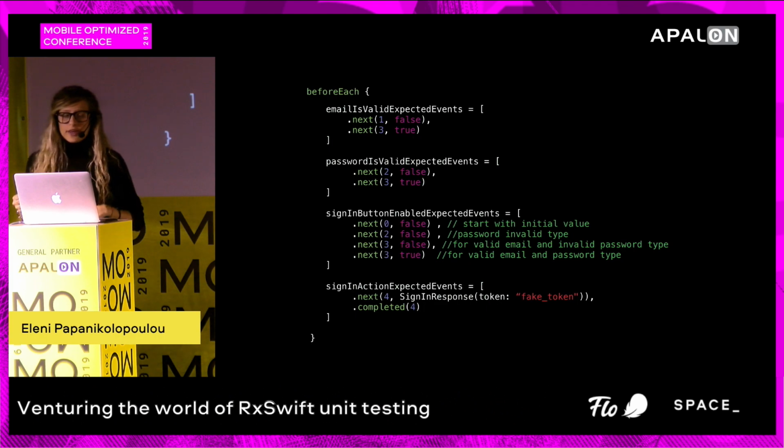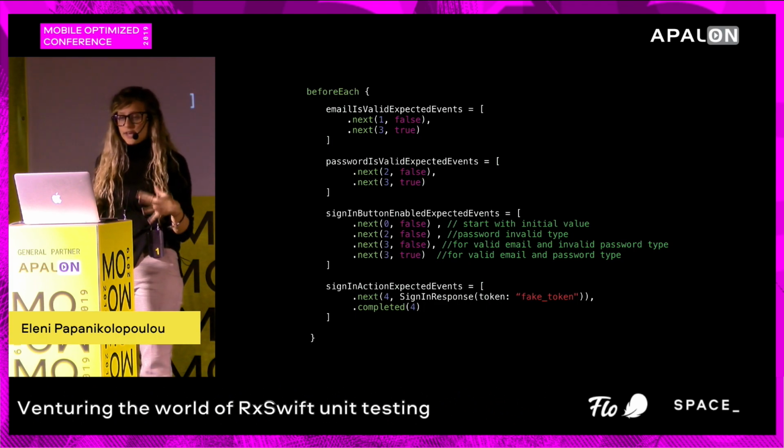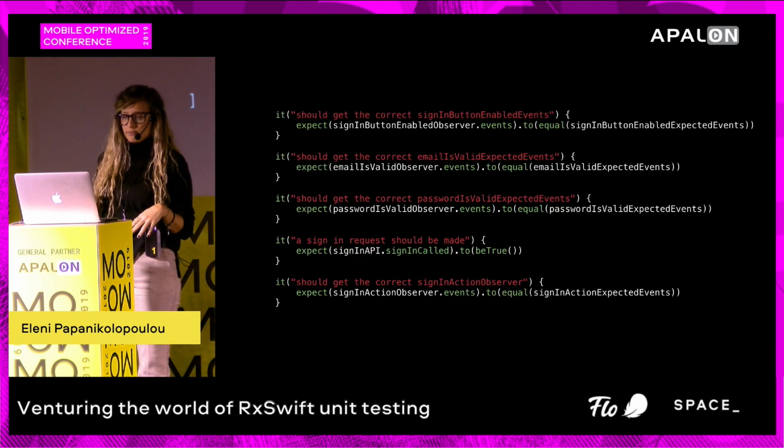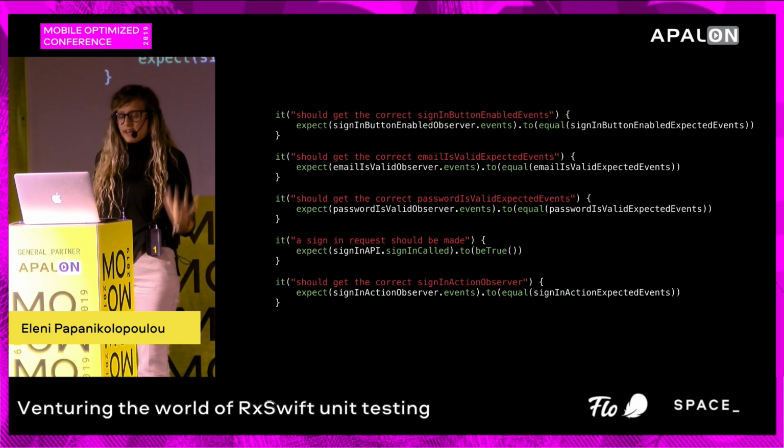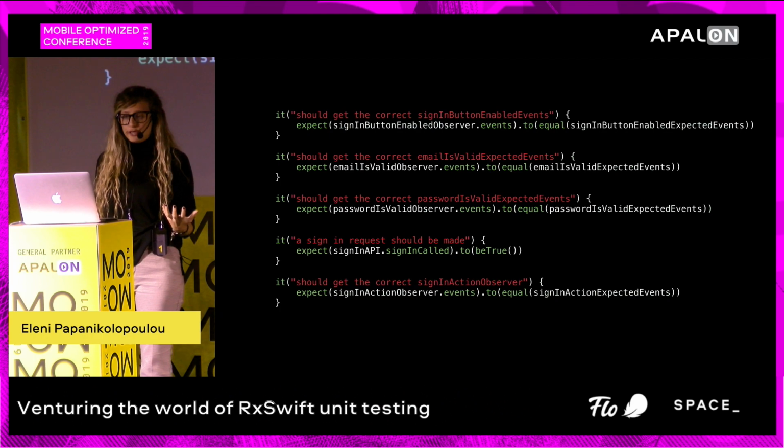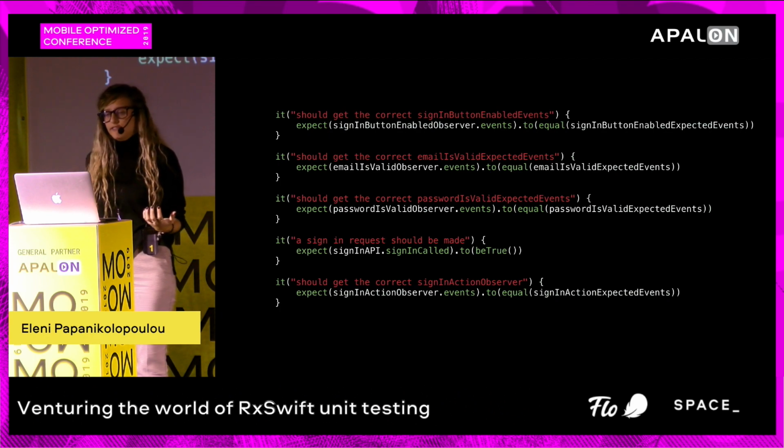So this is all the expected events, the array of all the expected events. And this is how our sessions look now. You can see that the sessions have been simplified a lot. We verify an array of events from the observer against an array of expected events.